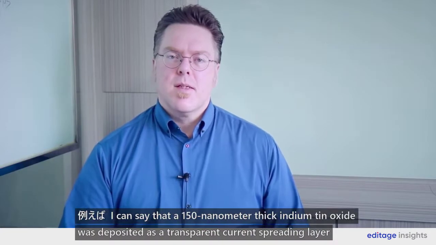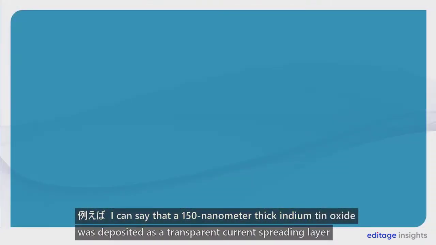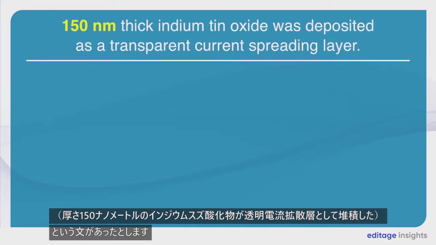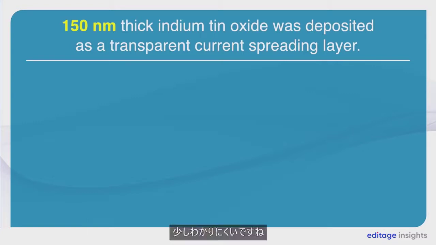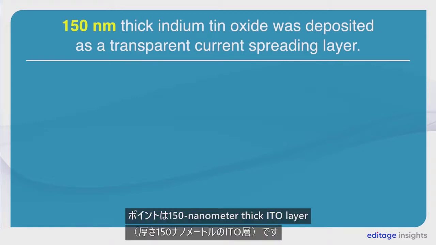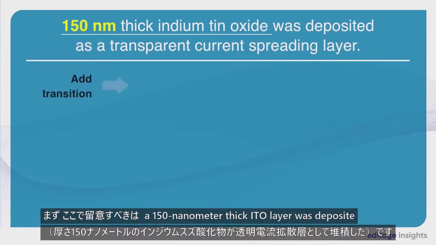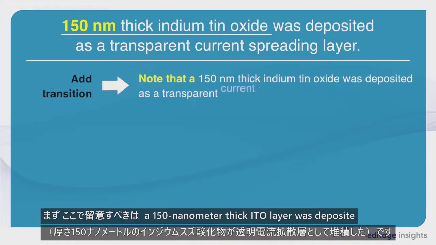And so, as an example, I can say that 150 nanometer thick indium tin oxide was deposited as a transparent current spreading layer. All right, this sentence is a little bit confusing. The point is 150 nanometer thick ITO layer. There's three ways that you can change this. I can change this by putting a transition on. Note that a 150 nanometer thick ITO layer was deposited.